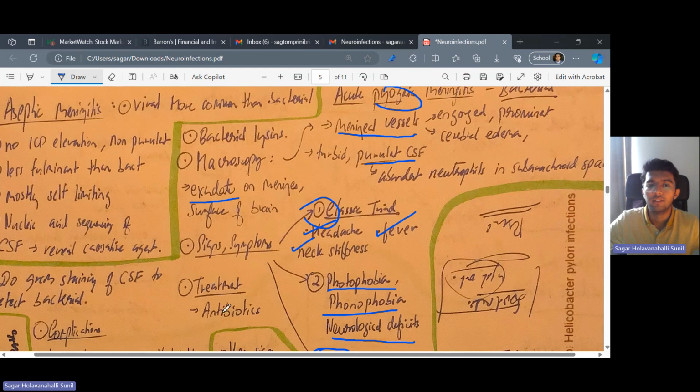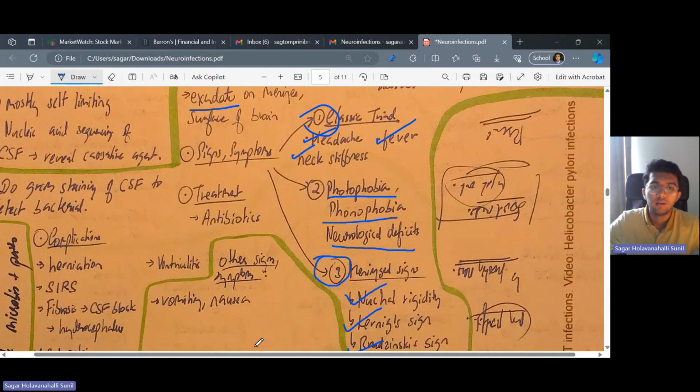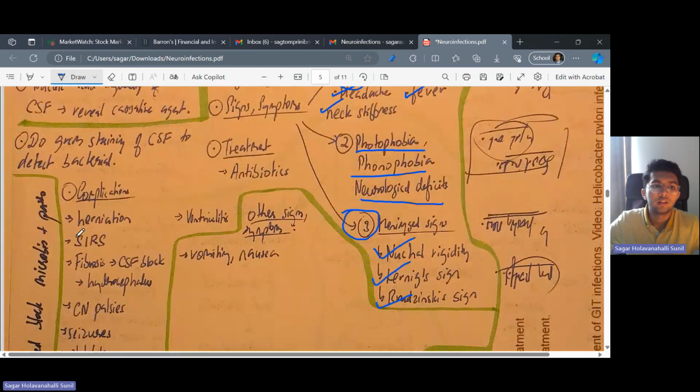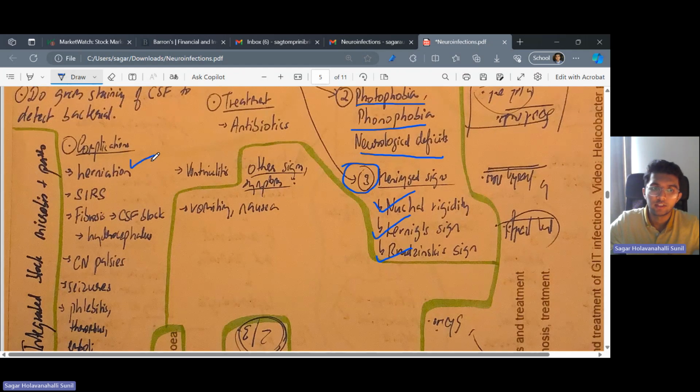Treatment: bacterial, so give antibiotics. That's one of the main things. Then complications. I mentioned herniation. If there's acute pyogenic meningitis and it's too severe, systemic inflammatory response, right? Fibrosis can occur because the meninges can try to heal, and even the cerebrum can try to heal. If fibrosis occurs, there can be a chance of CSF block. When the passage of the CSF from the third ventricle to the fourth ventricle gets blocked, there'll be a buildup of CSF. It can cause hydrocephalus.